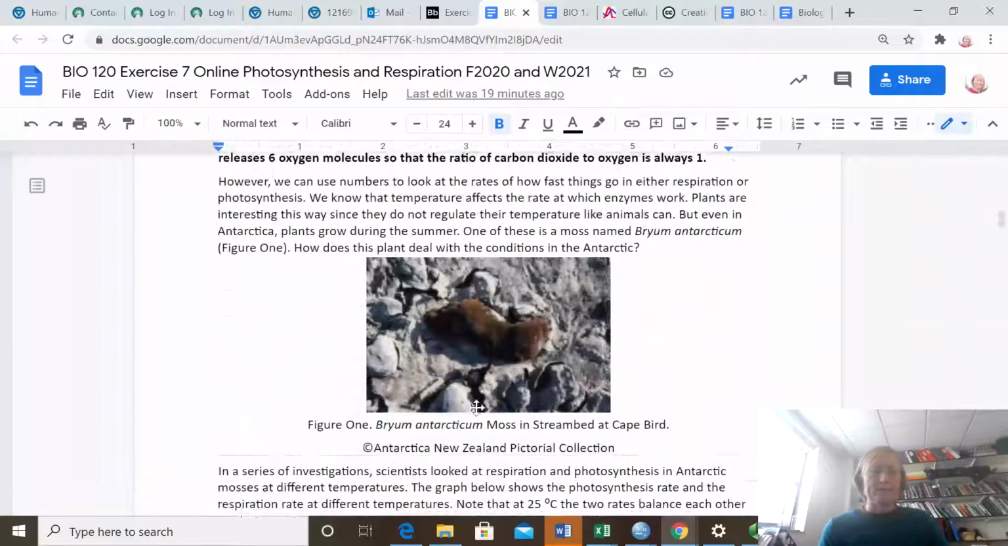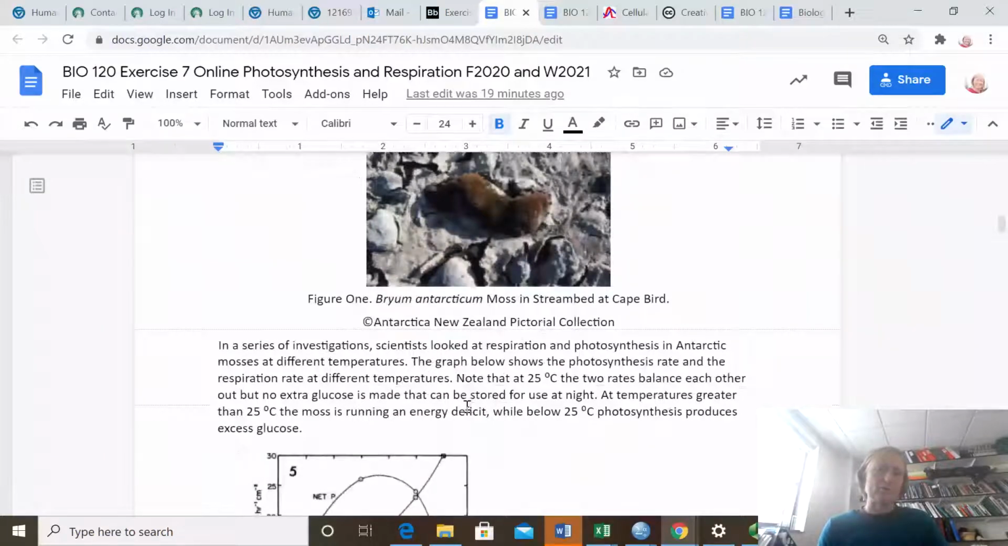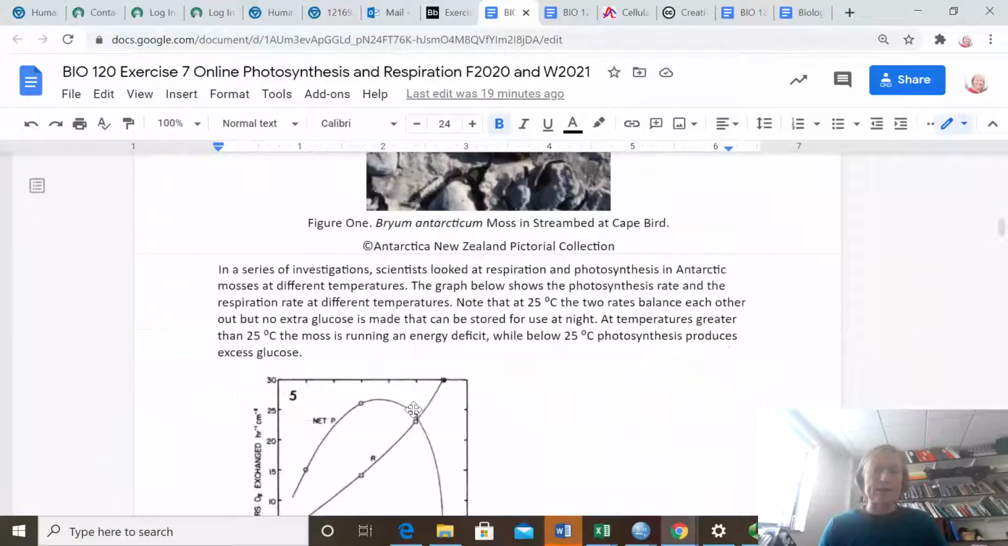Okay. But it's interesting to think about photosynthesis and respiration and how both of these are important, because remember, plants that photosynthesize are also respiring, right? They have to take the sugars they make and convert them into ATP so that the cell can do work.